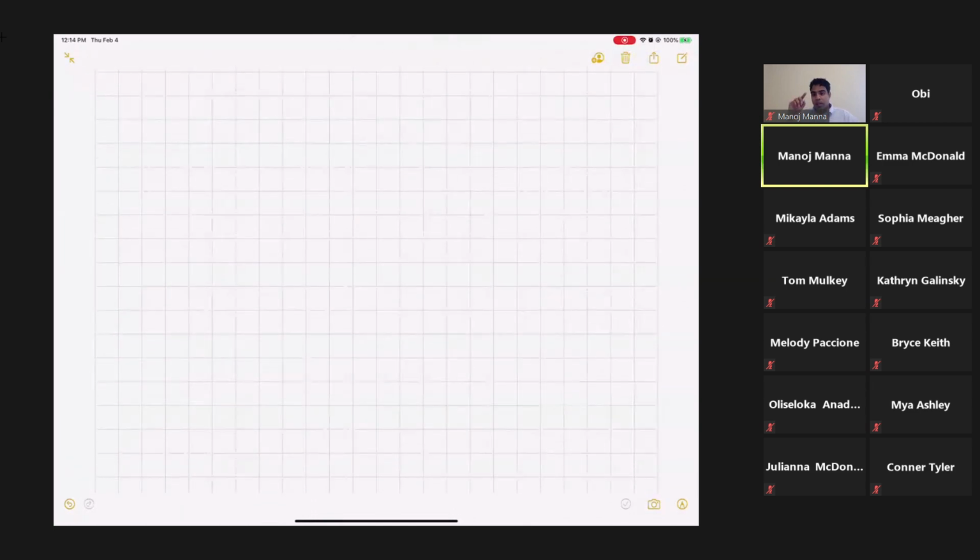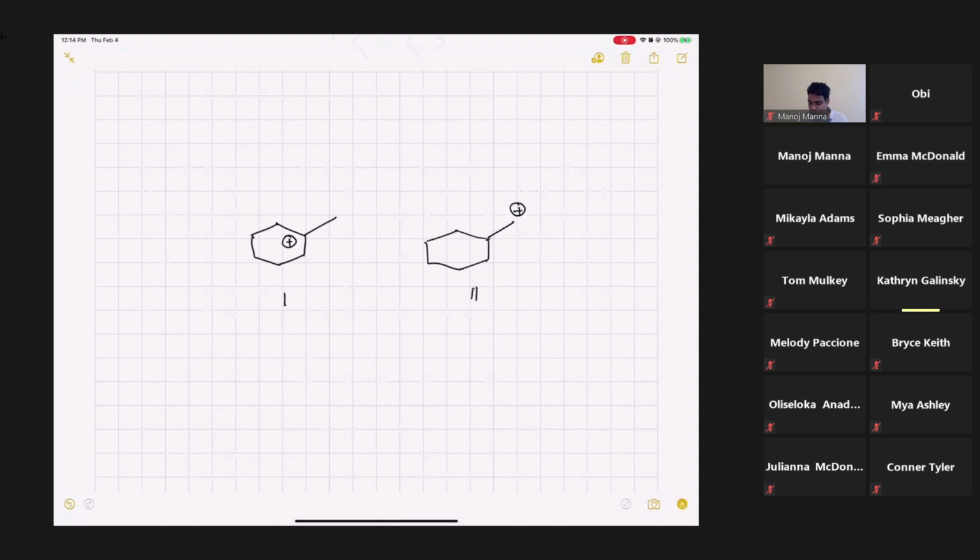So that means, let's take an example. If we have a molecule like this, or if you have a molecule, now here I have a positive charge over here, and I have a positive charge over here. Now, which one is more stable? Is it the one that's closer? Is it the first one? Yeah, the first one is more stable.